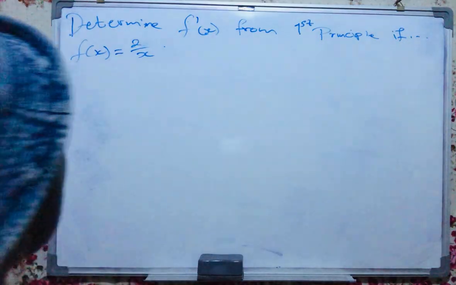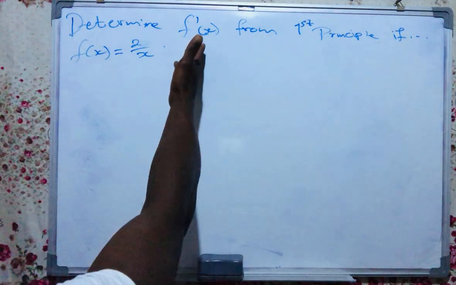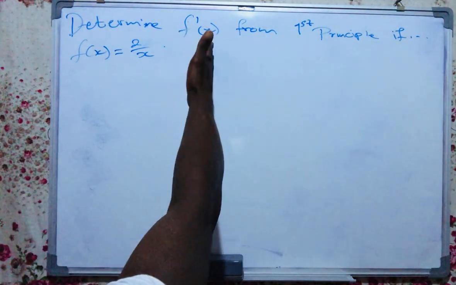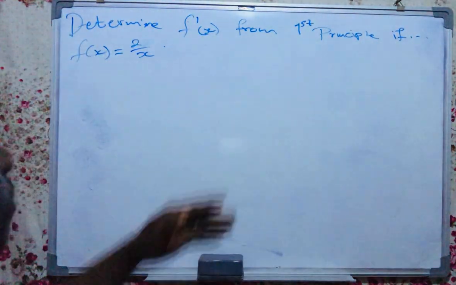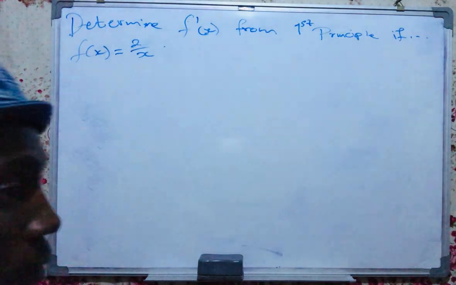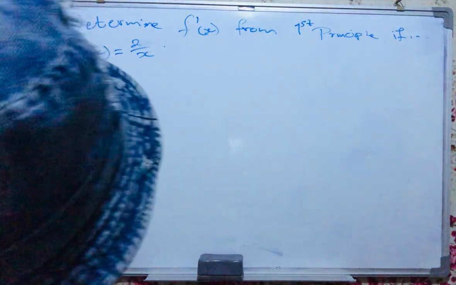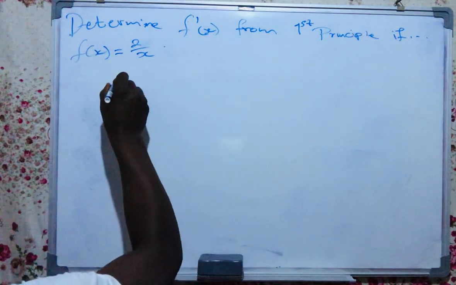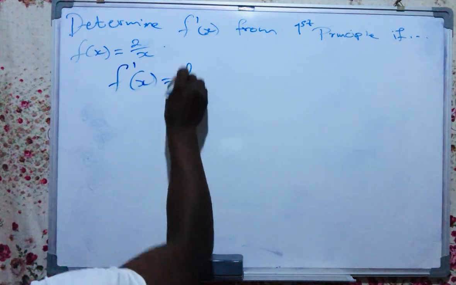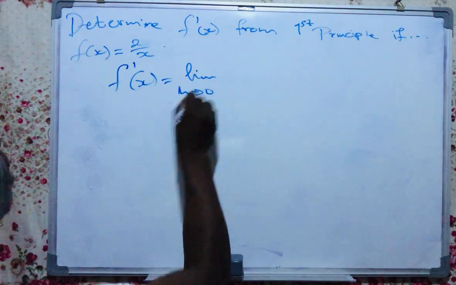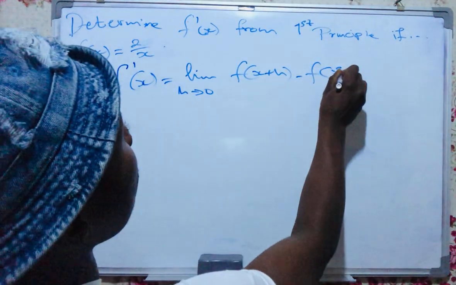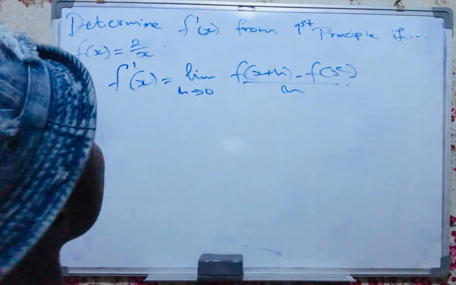Well, today we're only going to be focusing on one question, which is about derivatives. The question asks us to determine f prime of x from first principles if the given function is f of x equals 2 over x. So, using the first principle definition, it states as follows: f prime of x is the limit as h approaches 0 of f of x plus h minus f of x, all divided by h.